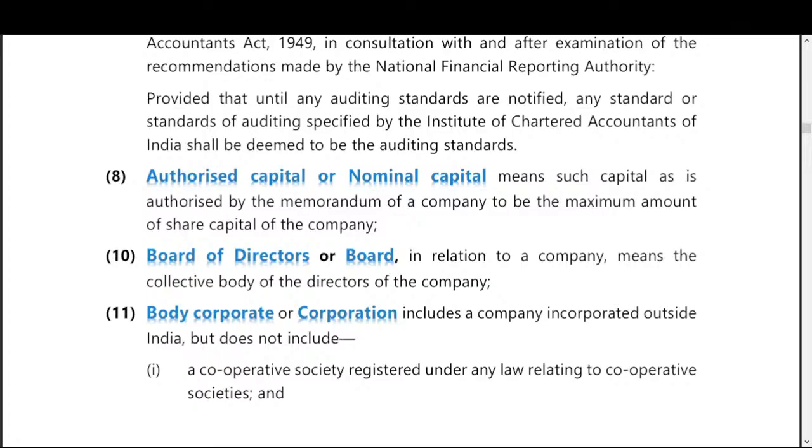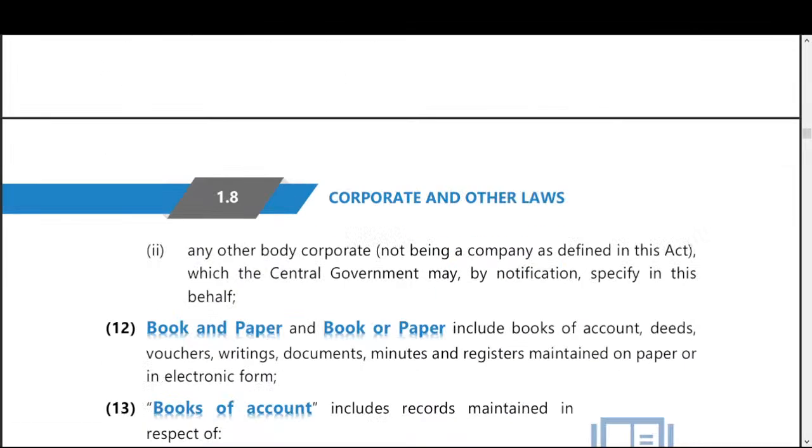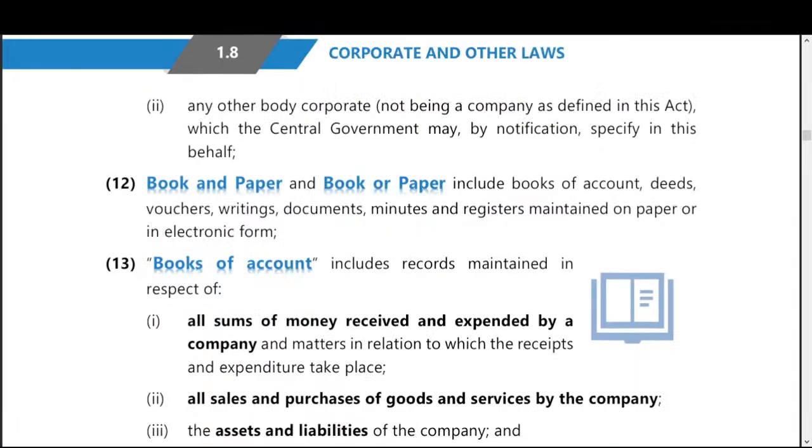Okay. Eleven. Body corporate or corporation includes a company incorporated outside India but does not include a cooperative society registered under any law relating to cooperative societies, and any other body corporate, not being a company as defined in this Act, which the central government may by notification specify in this behalf. Twelve. Book and paper, book or paper include books of account, deeds, vouchers, writings, documents, minutes, and registers maintained on paper or in electronic form.